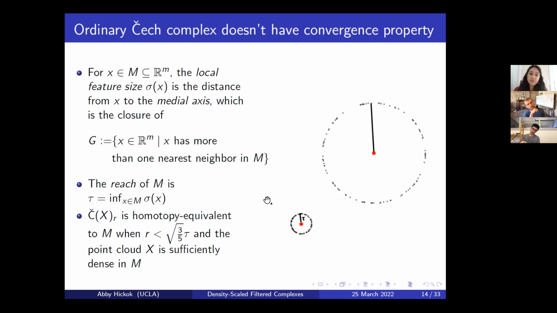So we have this nice result that the Čech complex at filtration level R is homotopy equivalent to the manifold when R is less than some constant times the reach of the manifold, and also assuming we're sufficiently dense. But of course, this is not a very good guarantee when the reach of the manifold is small. And that was the problem that we had in the example at the beginning, is that the reach is small here and we can't improve our situation by sampling more points. We're just stuck. So the ordinary Čech complex, as well as other complexes, don't have a convergence property like the one that I just stated before.